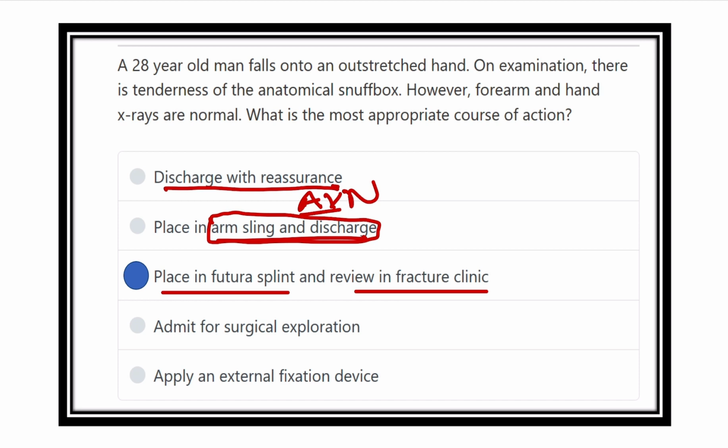And admit for surgical exploration: surgical exploration is not the primary treatment of scaphoid fracture. An external fixator device is usually not placed here. Actually, an external fixator device is placed when there is an open wound; in open wounds an external fixator device is applied.